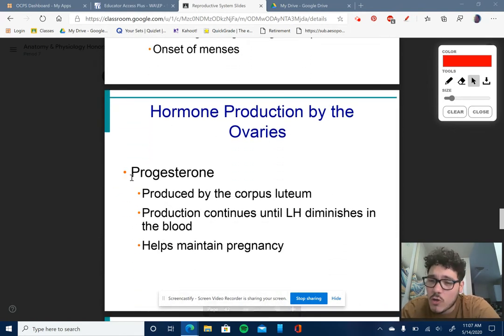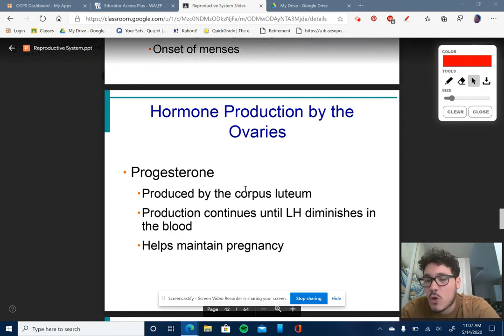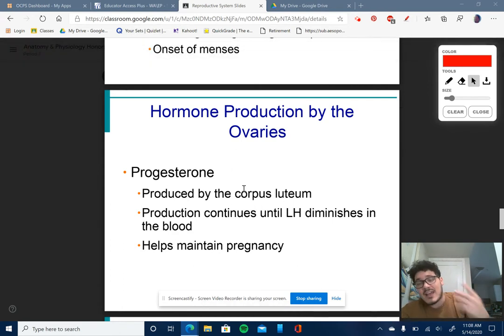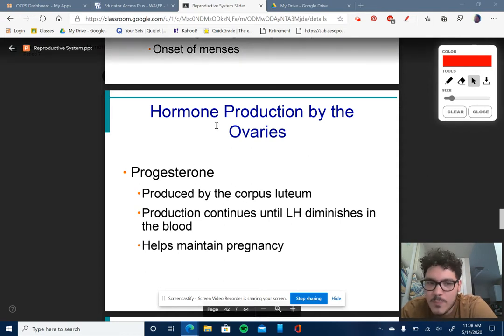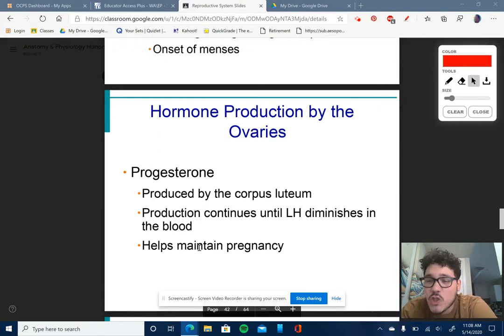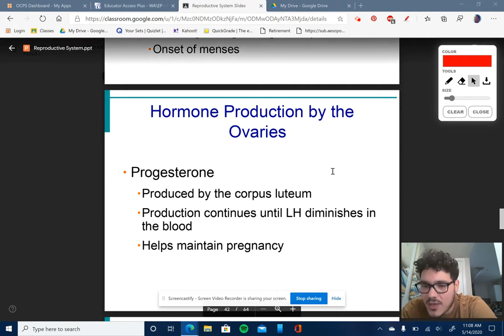Progesterone. This is another major hormone secreted by the ovaries. It's produced by what's called the corpus luteum. Again, that's a structure found inside the ovaries. We don't need to get too in-depth with regards to the corpus luteum. I'm fine with just knowing it's associated to the ovaries. But production of progesterone continues until luteinizing hormone, or LH, diminishes in the blood. Progesterone plays a major role in the maintenance of pregnancy, so making sure that pregnancy stays healthy and functional.